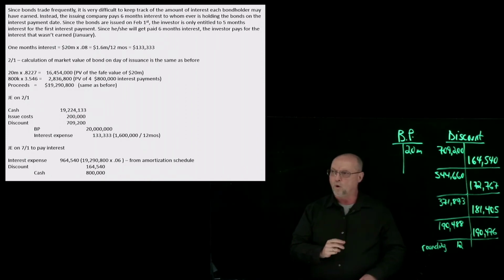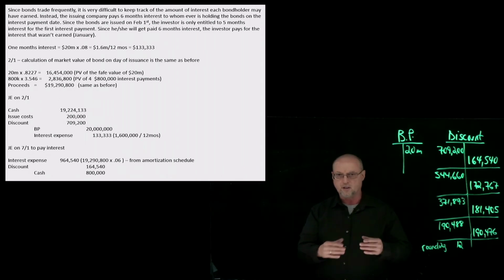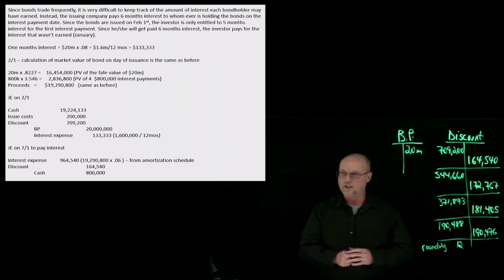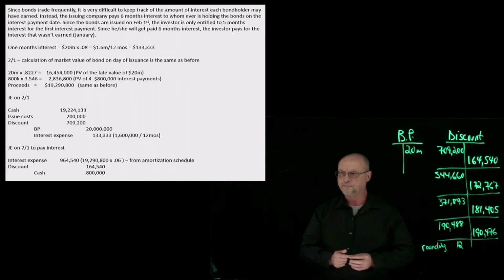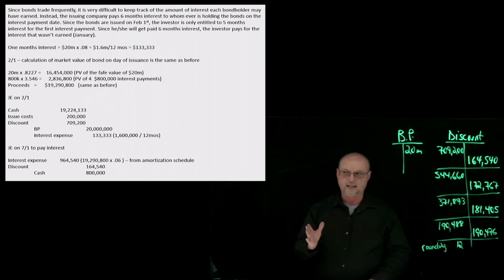First, 1 month's interest for the month of January, in which interest was not earned by anybody since the bonds were issued in February, right? So the month of January was dormant. 1 month's interest, which represents January, is 20 million times the contract rate of 8%. Annual interest is $1.6 million. Divide that by 12 months, and monthly interest would be $133,333. Okay, so let's look at the calculations now. The bond proceeds, that's identical. That didn't change.